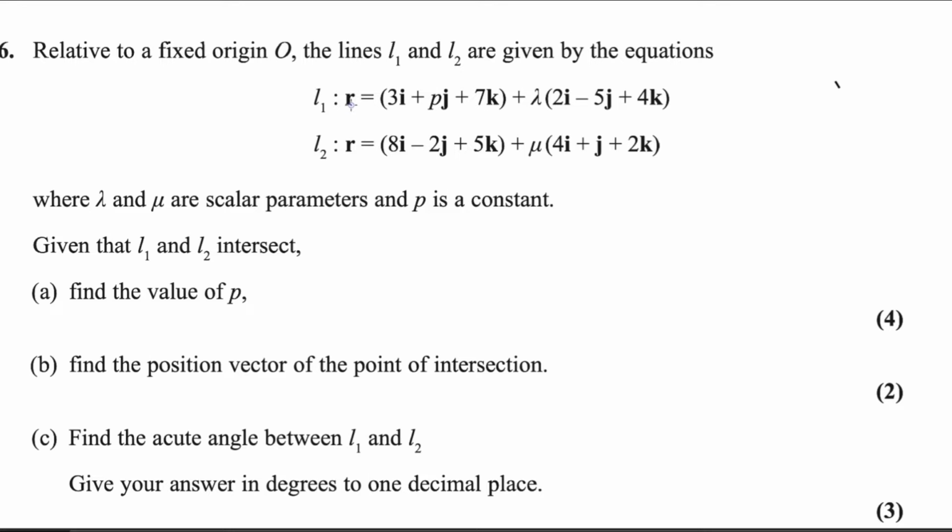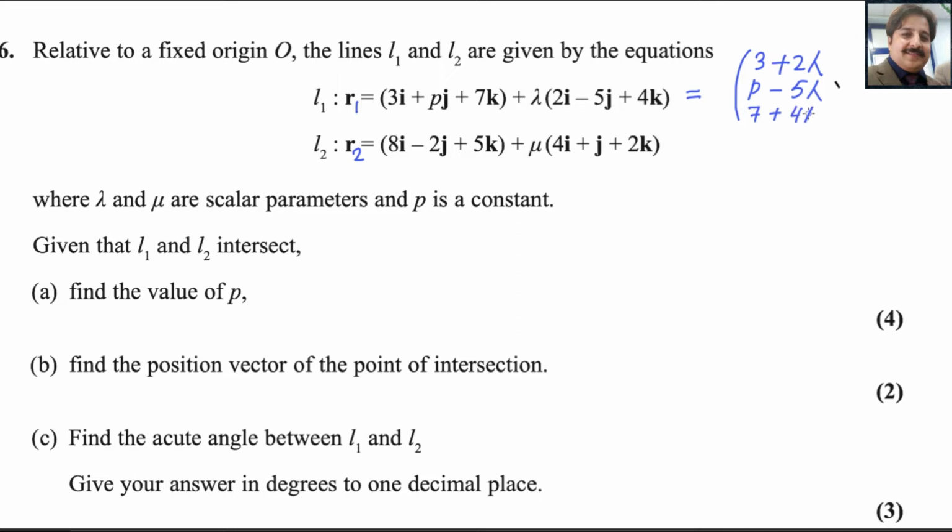Two position vectors are given. Let's say this is the position vector for line L1 and this is the position vector for line L2. The best thing is to write the position vectors in column vector form. We write the coefficients of i: here 3 and there 2 lambda, so 3 plus 2 lambda. Then p minus 5 lambda. In the same way for k, 7 plus 4 lambda. So this is the column vector for this position vector.